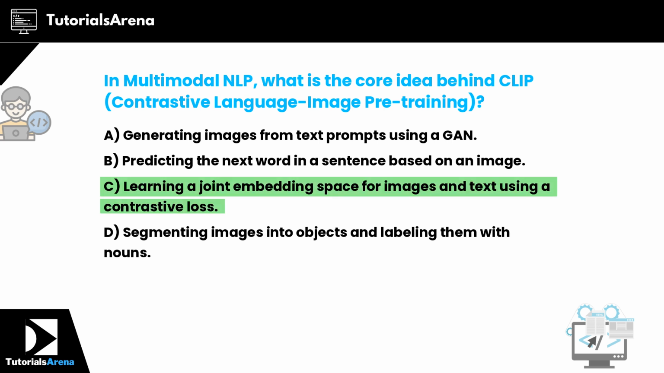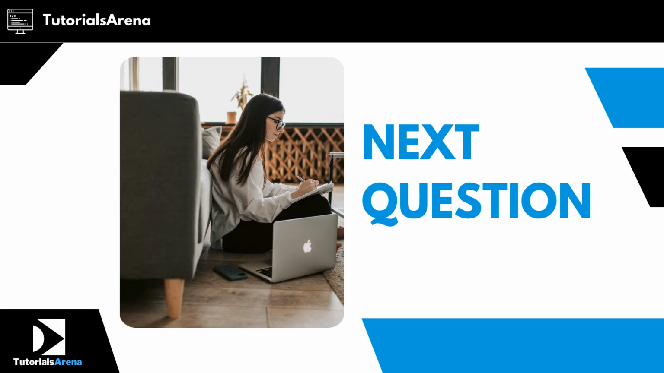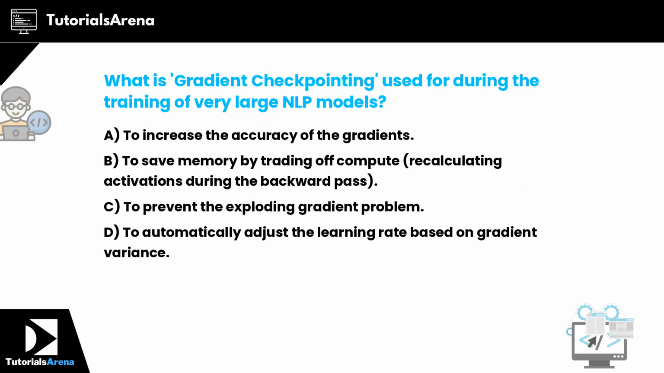In multimodal NLP, what is the core idea behind CLIP, contrastive language image pre-training? The correct answer is option C, learning a joint embedding space for images and text using a contrastive loss. What is gradient checkpointing used for during the training of very large NLP models? The correct answer is option B. To save memory by trading off compute, recalculating activations during the backward pass.